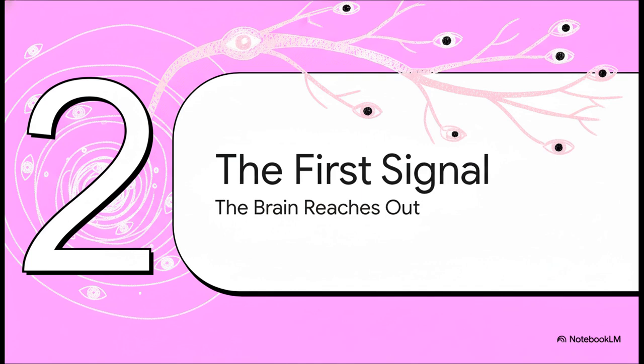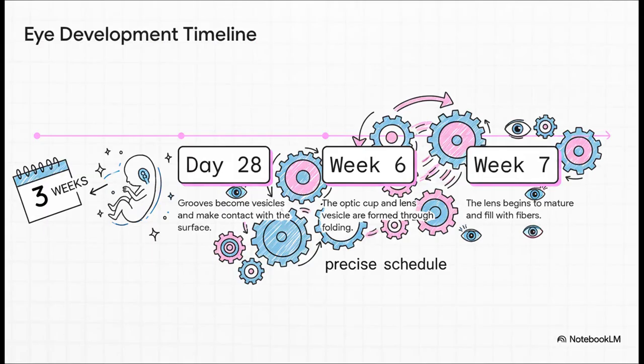Now, let's get to the action. We're at the point where we see the very first visible sign that an eye is starting to form. And what's wild is just how early this all happens. And check out this schedule. This is not a slow, casual process. It follows a super precise timeline, kicking off at just day 22. That's only 3 weeks into development.